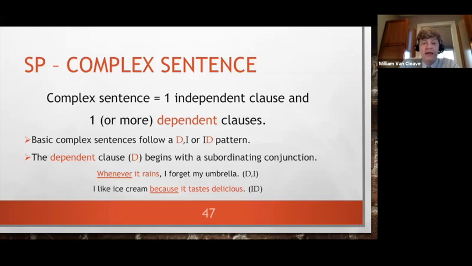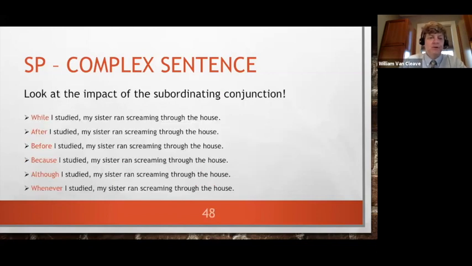I like ice cream because it tastes delicious. That's different from I like ice cream and it tastes delicious. Because shows a cause and effect relationship. Ice cream's good, and guess why it's good? Because it tastes awesome. So those two words, whenever and because, begin to show you the way that subordinating conjunctions connect ideas in sentences.